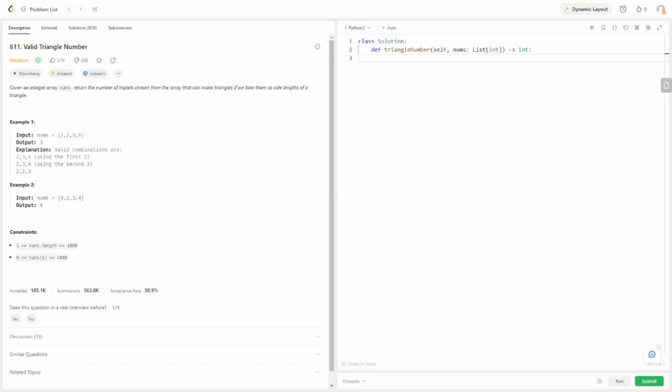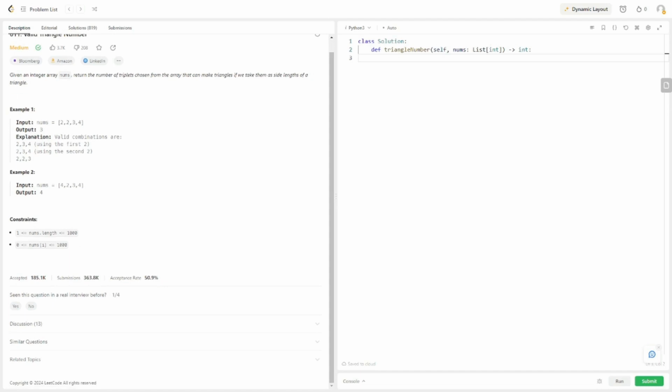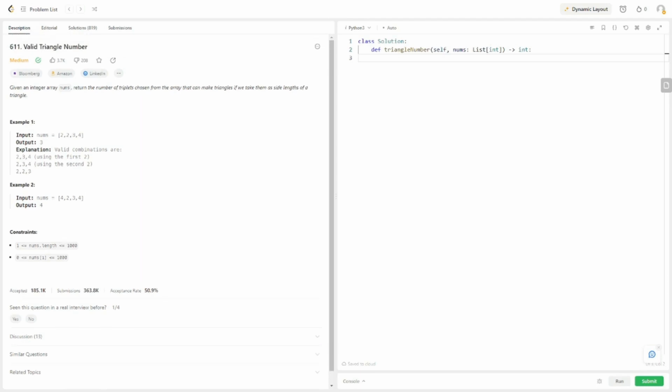Okay, so we need triplets, three sides of a triangle, and we need to determine from those three sides if it in fact satisfies the conditions of a triangle. So let's look at these examples, but first the constraints are that the array nums.length is between 1 and 1,000 triangle sides, and the values of each side will be between 0 and 1,000. Okay, let's take a look.